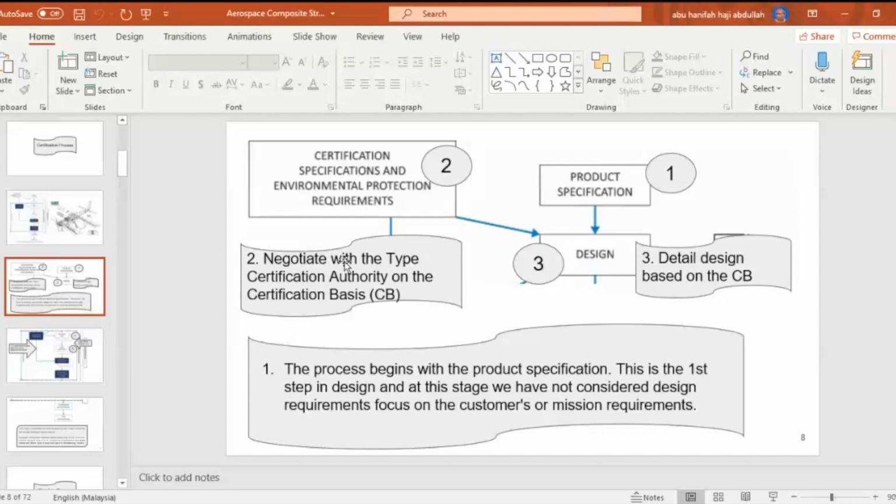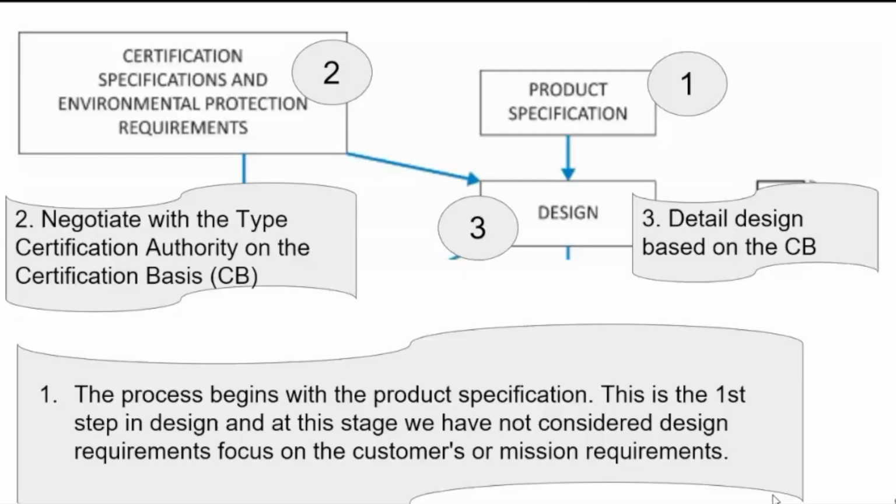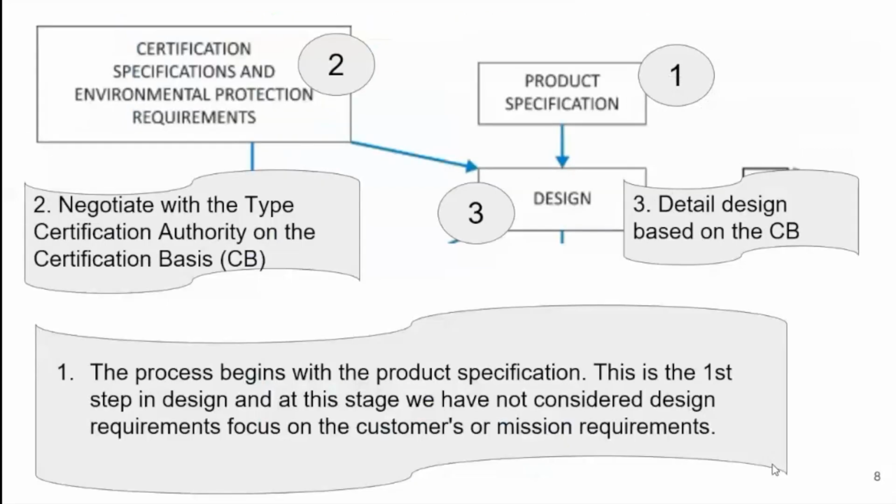After that, we go to item number 2. We negotiate with the certification authority on what certification requirements you will need to follow. One of the elements inside the certification basis is the airworthiness requirement. Then after we have decided and agreed on the airworthiness requirement to be used in the design, we go into the detailed design.